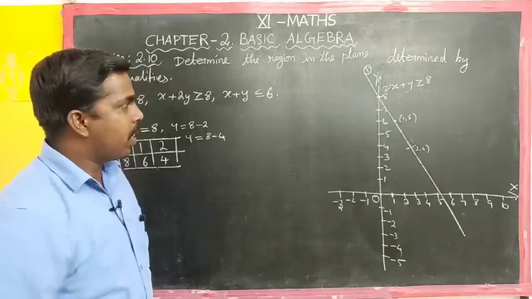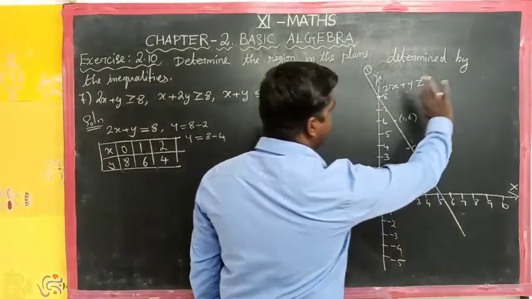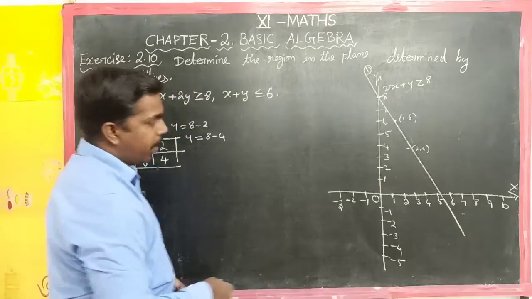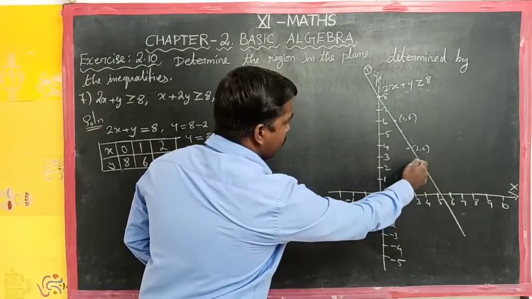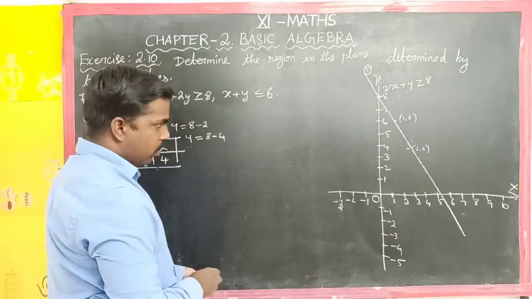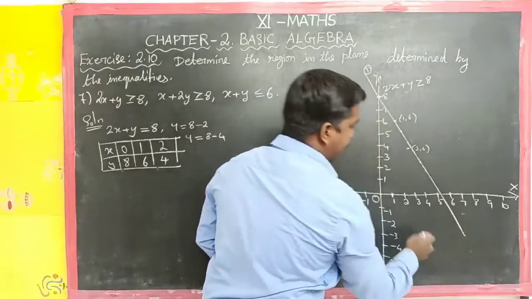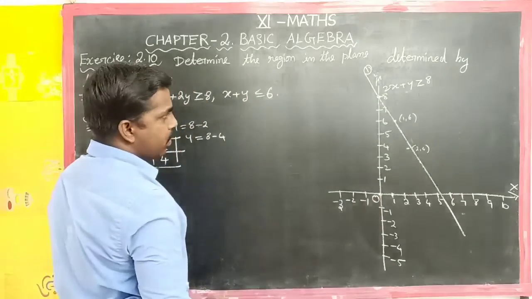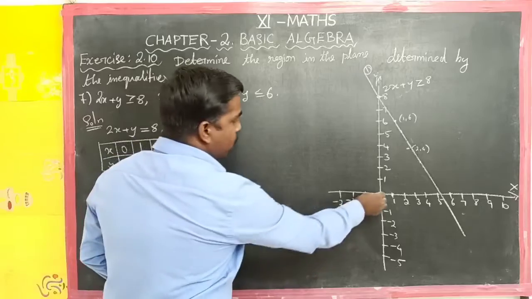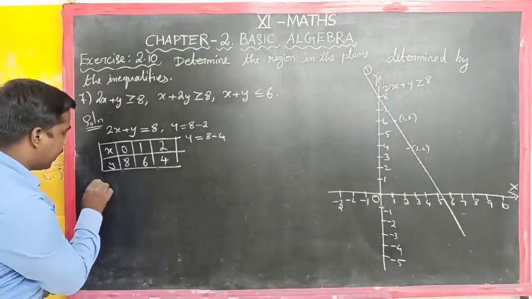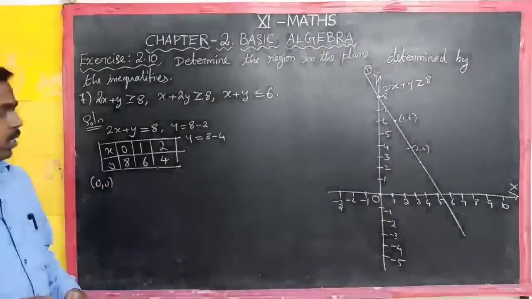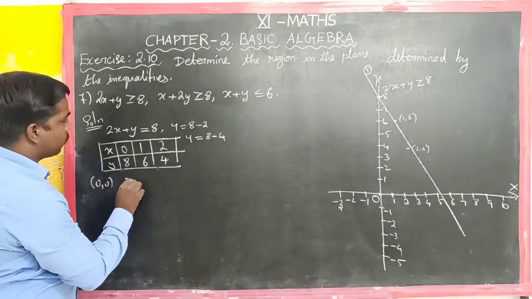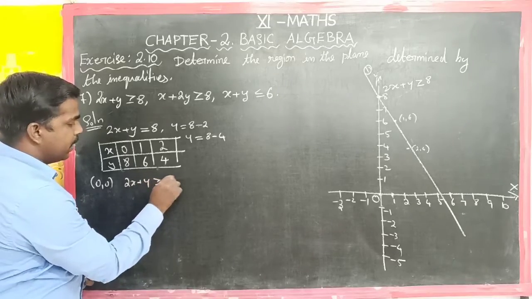So next we have to decide where we have to shade, whether it is upward or downward. For example we can take any points which is out from the line. We should not take any points that lie on the line. We should take a point at some distance from the straight line. We can take 0, 0. If I take 0, 0, then I can substitute here in 2x plus y is greater than or equal to 8.